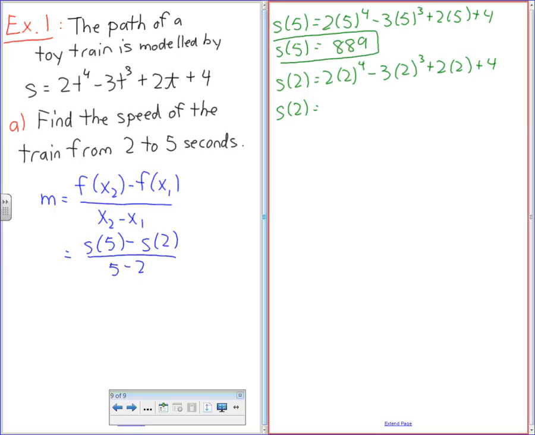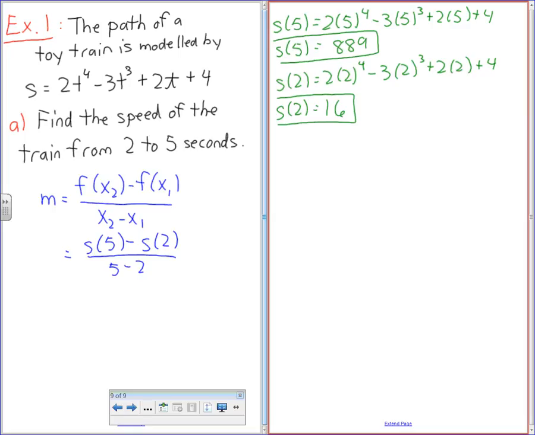S of 2, Jesse, did you get that by chance? I got 16. 16, well, that was nice. Somebody confirm Jesse's answer? We're good? Okay, so what that means is, after 2 seconds, what does S of 2 equals 16 mean? Yeah. So what was it again? Distance. At 2 seconds, the train is 16 meters, 16 centimeters, or whatever, maybe 16 millimeters. After 5 seconds, where is the train?